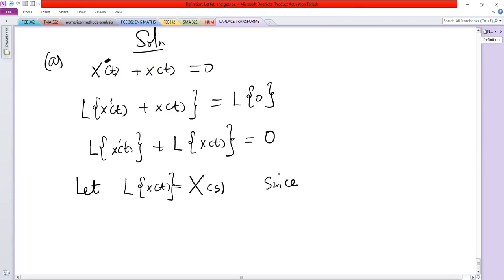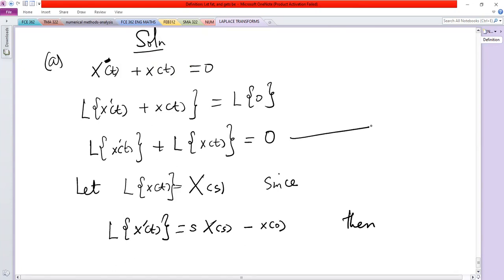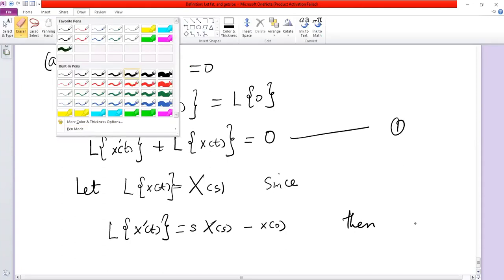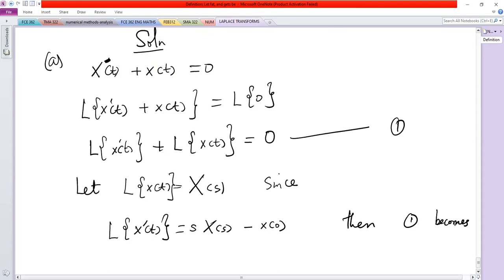And since we know that the Laplace transform of x'(t) is given by sX(s) minus x(0), then if I call this equation 1, it becomes: where there's the Laplace transform of the derivative of x, I write sX(s) minus x(0), and then plus the Laplace transform of x(t), which is X(s), equals 0.